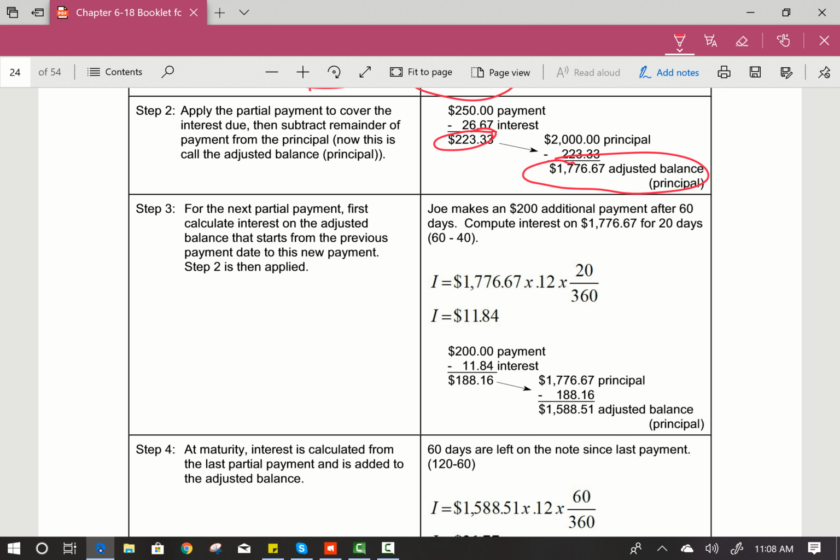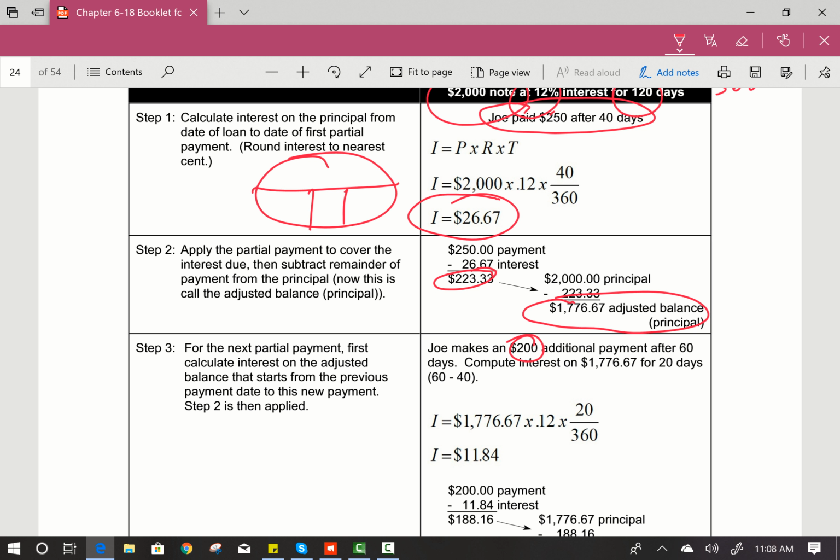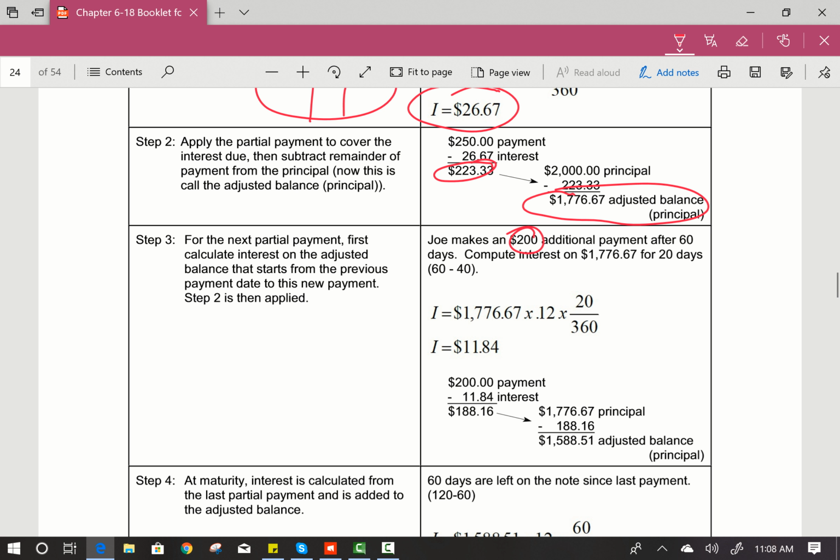I'm going to make an additional $200 payment after 60 days. Now remember, this first one was after 40 days. This one is after 60 days. That's 20 more days later into the process. So I'm going to take my adjusted balance of $1,776.67 times 12% times the 60th day, which is 20 days later. I want to find out the amount of interest on those 20 additional days over 360, and that will give me interest of $11.84. Subtract that from my payment of $200, so I can credit my account for $188.16.